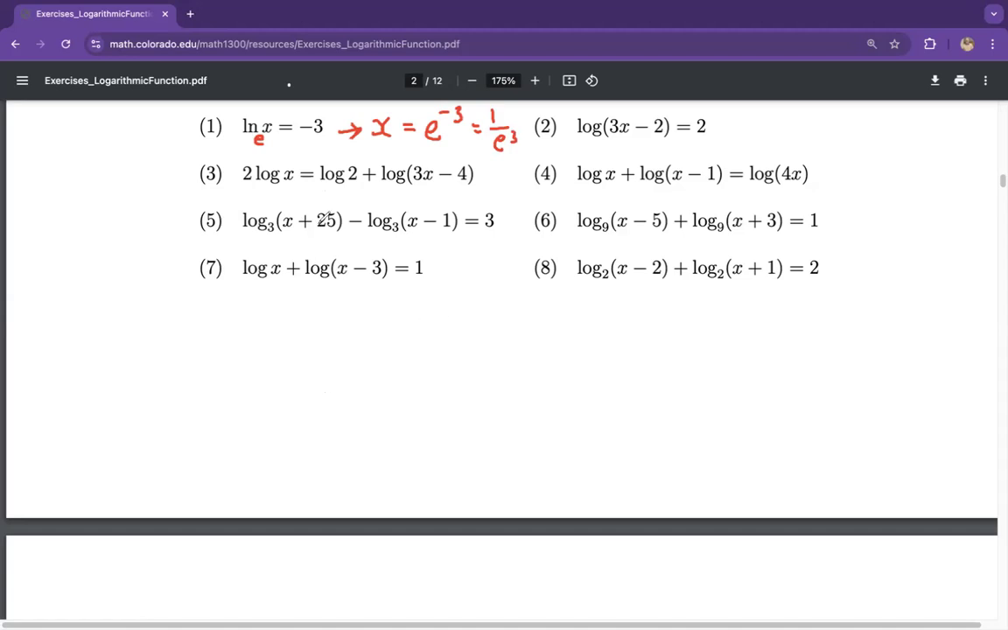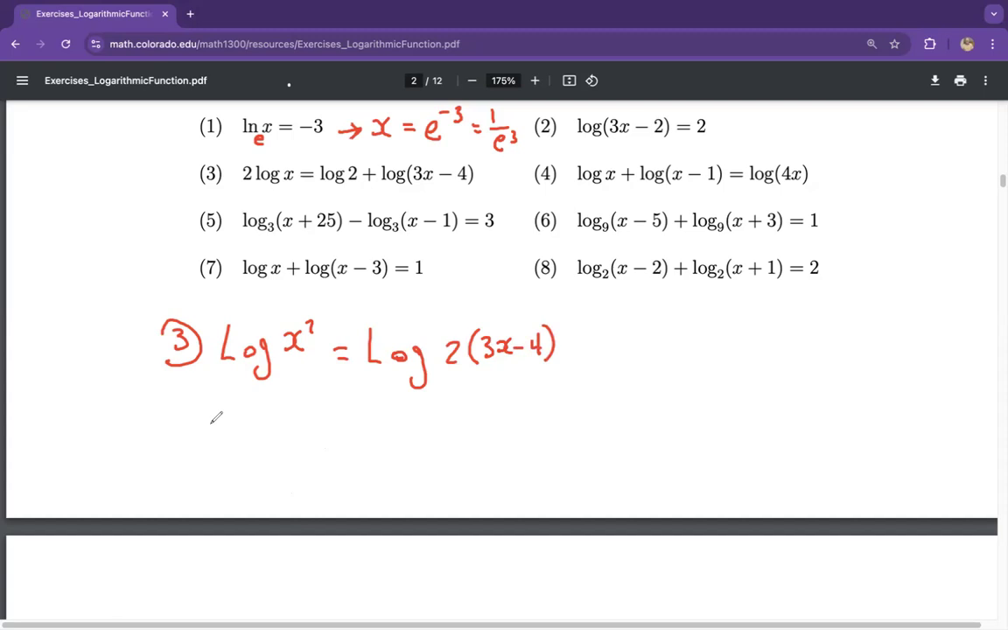I'm going to solve a few here, and I'm going to get you to do the rest of them, okay? So here again, change it to exponential form and solve it. So I'm going to leave that. But if I'm doing number 3 here, the first thing I'm going to do is raise the power to the x there. So log x squared. And I'm going to combine these two logs right here. And since they're added, I can just multiply the 2 and the 3x minus 4.